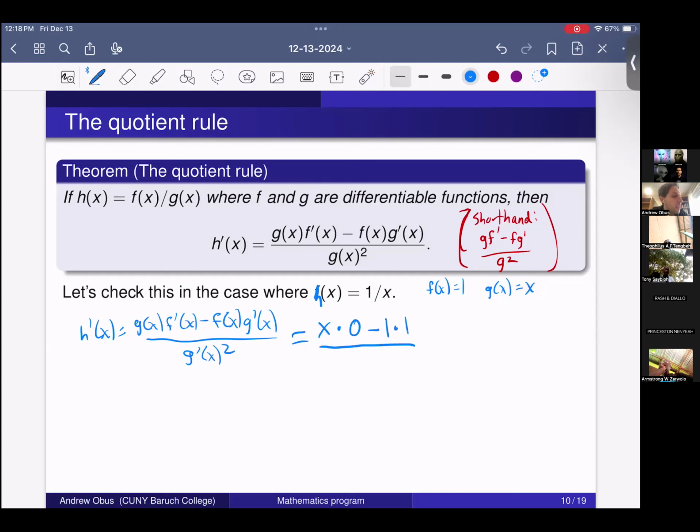And then divided by, oh, sorry, that's not g prime of x squared. That's just g of x squared. Divided by g of x squared. Well, g of x is x, so g of x squared is just going to be x squared. And this simplifies to minus 1 over x squared. Okay, so the derivative of 1 over x, using the quotient rule here, is going to be minus 1 over x squared.